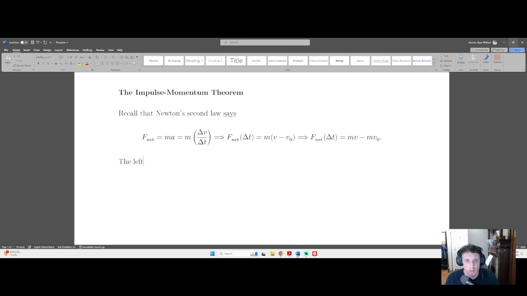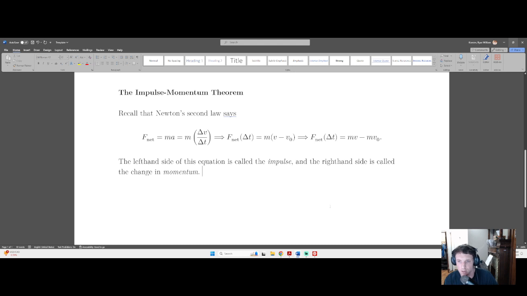I'll say this, the left-hand side of this equation. When I say the left-hand side, I'm talking about the very last equation, where I arrived at the result that I wanted. The left-hand side of this equation is called the impulse, and the right-hand side is called the change in momentum. I know we haven't defined momentum yet, but I'm just telling you some of the verbiage for this equation that we've got.